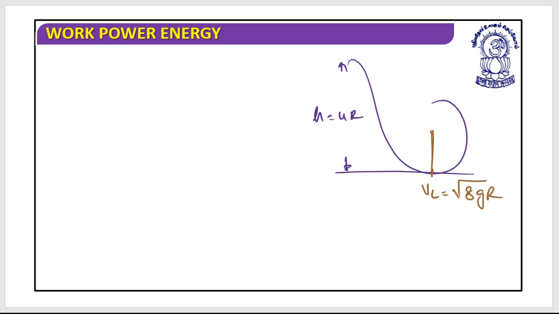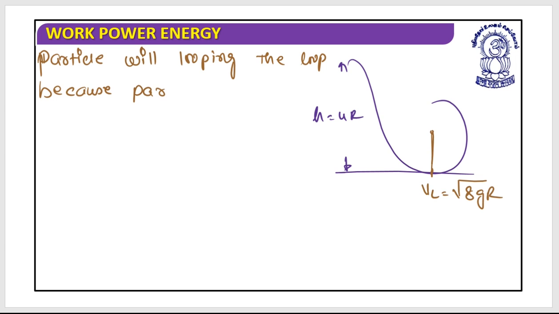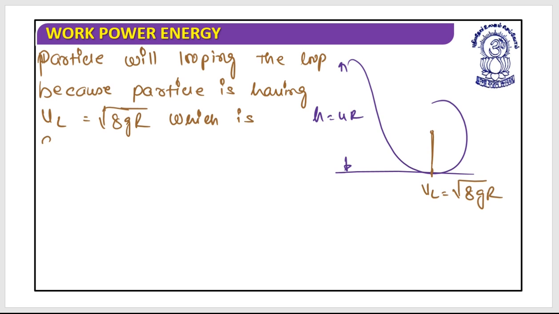So I mean the particle will loop the loop, because the particle has velocity at L equal to root of 8gr, which is greater than root of 5gr. The first thing has been done.